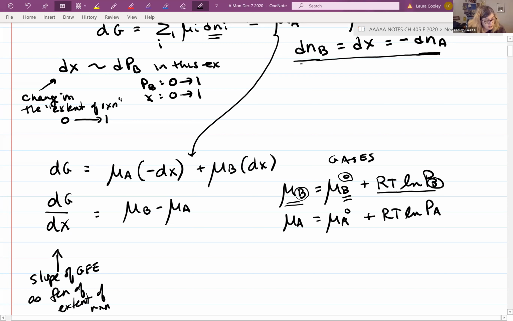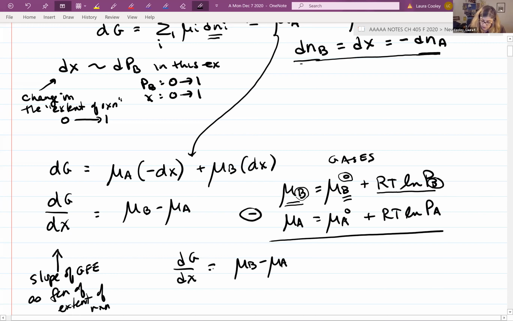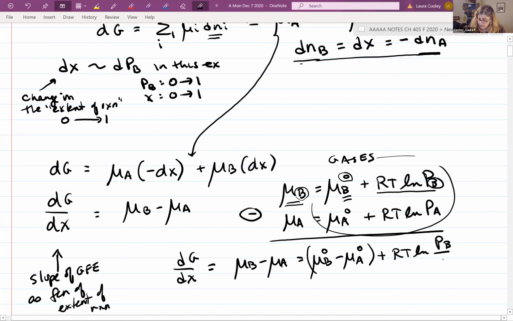And what we did last time was we subtracted these to get an expression for mu_B minus mu_A, which we realize is this very important slope of G versus extent of reaction. If you subtract these two, you get mu_B^0 minus mu_A^0 plus RT log P_B over P_A.